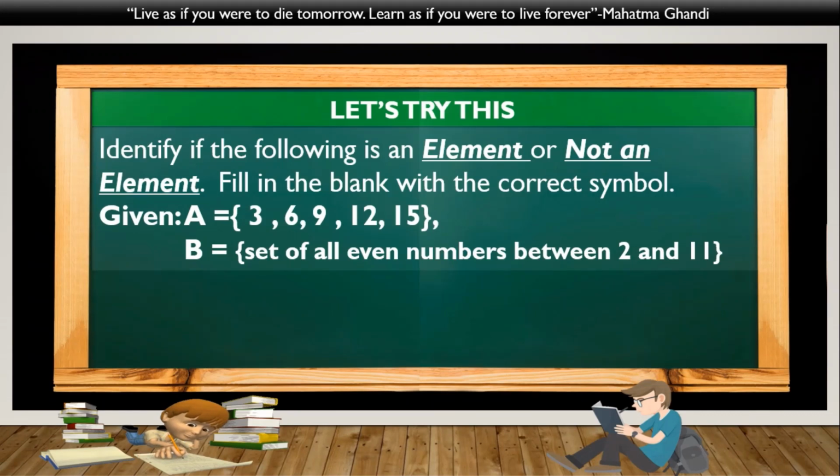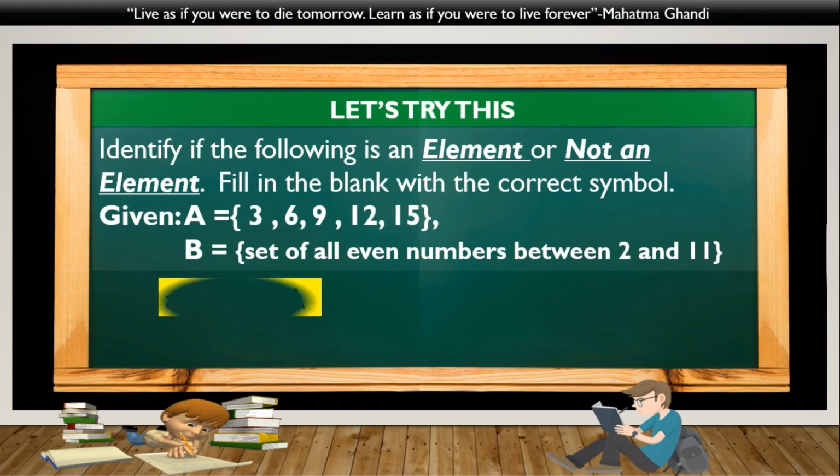Fill in the blank with the correct symbol. Okay, so here is our given. Set A, the elements are 3, 6, 9, 12, and 15. And set B is the set of all even numbers between 2 and 11. Okay, even numbers between 2 and 11. So, ano-ano kaya ang mga elements ni B? Even daw, in between 2 and 11. So, we have 4, 6, 8, and 10. So, ito ang mga elements ni B.